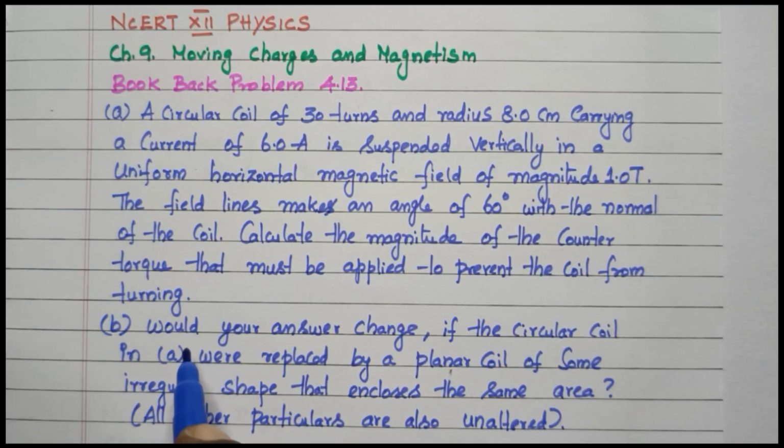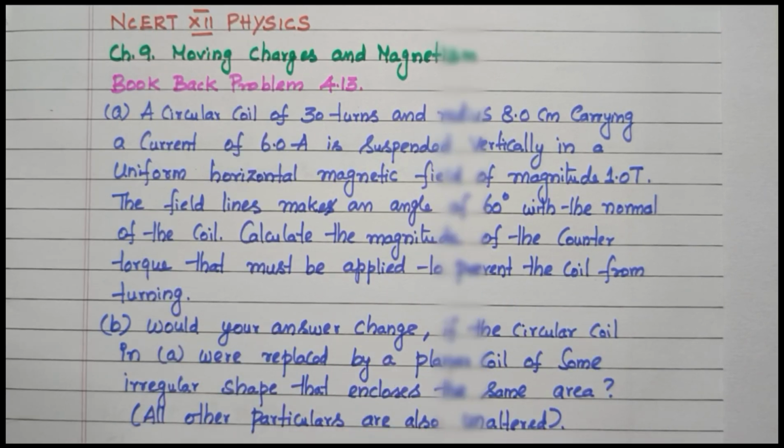In the second subdivision, it is given that the circular coil is replaced by a planar coil of some irregular shape, and it is given that the area of the circular coil and the planar coil are same, and also that all other particulars are unaltered. What is asked? We have to find whether the answer will change or not, that is, whether the counter torque will change or not. Now let us see how to solve this problem.